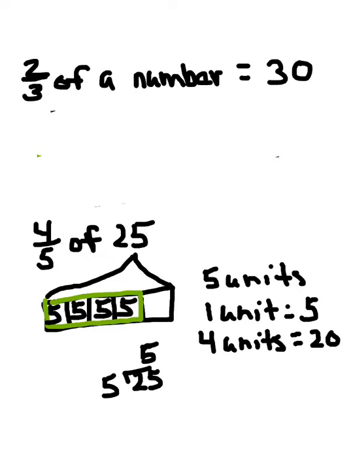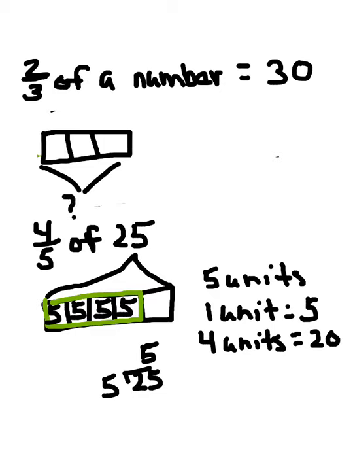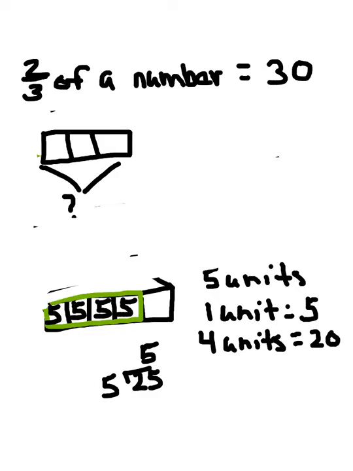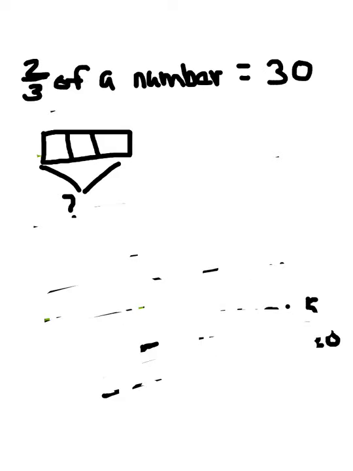Okay, so I'm looking for the number. I want to know what that number is. So I'm going to draw my shape again. I have a section with 3. And this time I'm trying to figure out what all of that is. I don't know what all of that is yet. Give us a little space so we can work a little bit better. But I know that 2/3 of that number is 30. So I already know that 2 of these pieces is equal to the number 30.